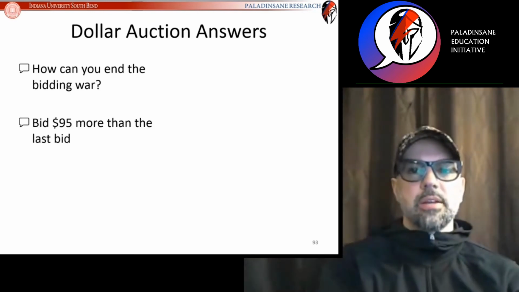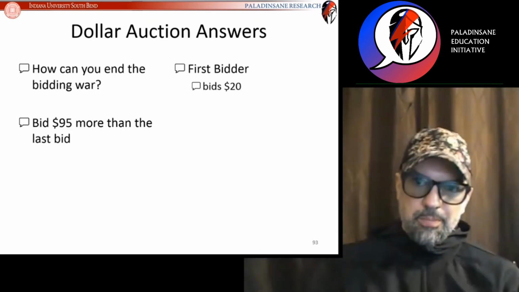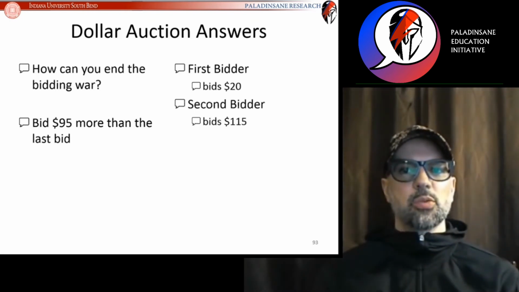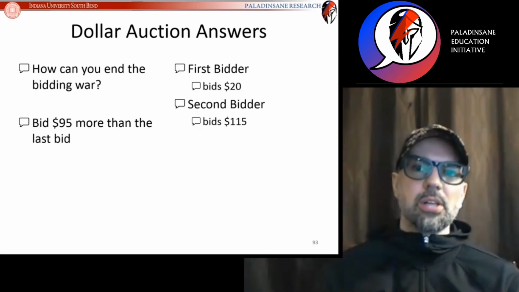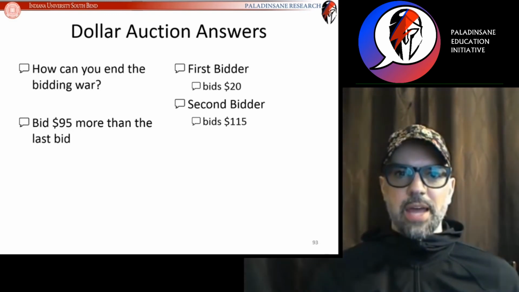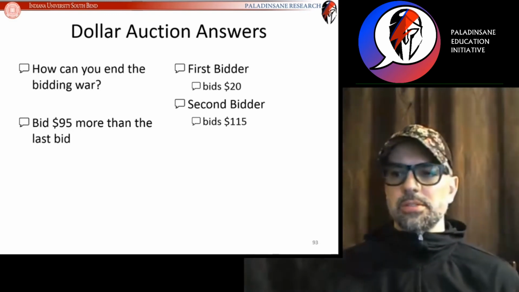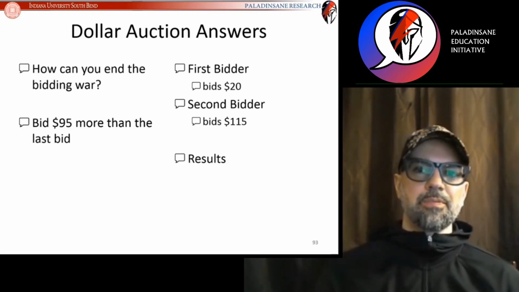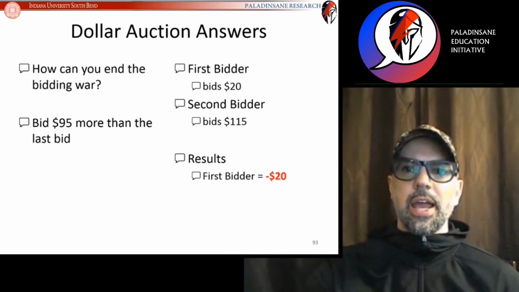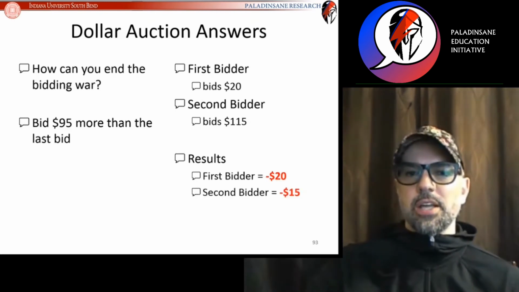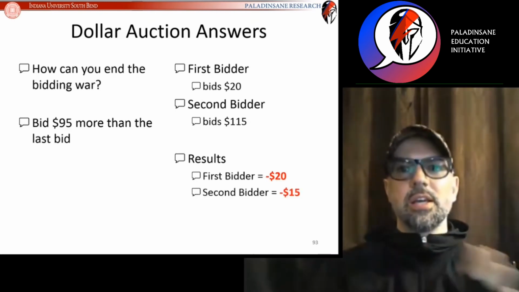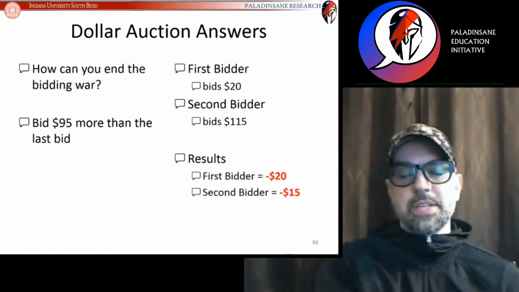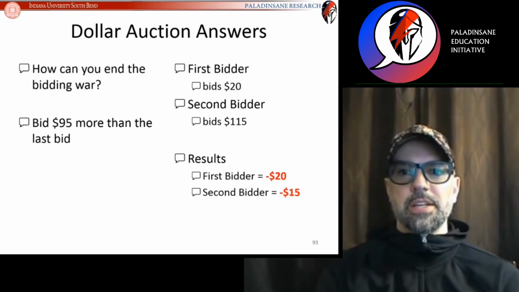So if the first bidder bid $20, and the second bidder goes $95 over the top and bids $115, the result is that the first bidder loses $20 and the second bidder is going to lose $15, right? Because the first bidder has to pay their $20. They don't get any money. The second bidder is going to lose $15 because they bid $115, they got $100 back. They're in the hole for $15.